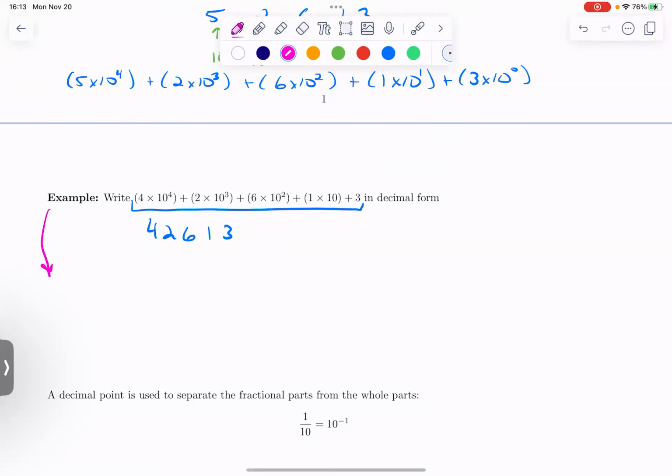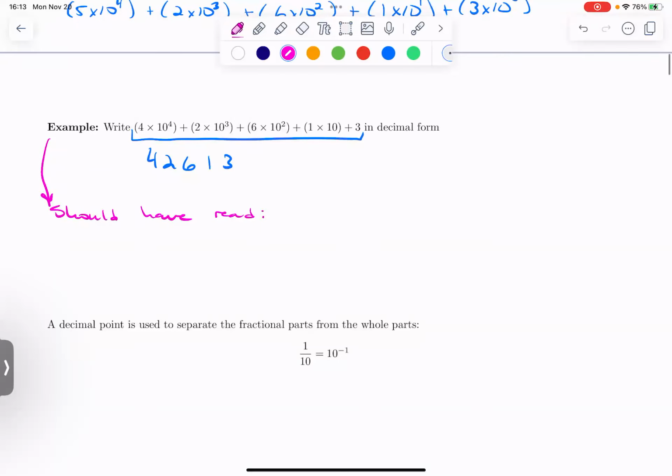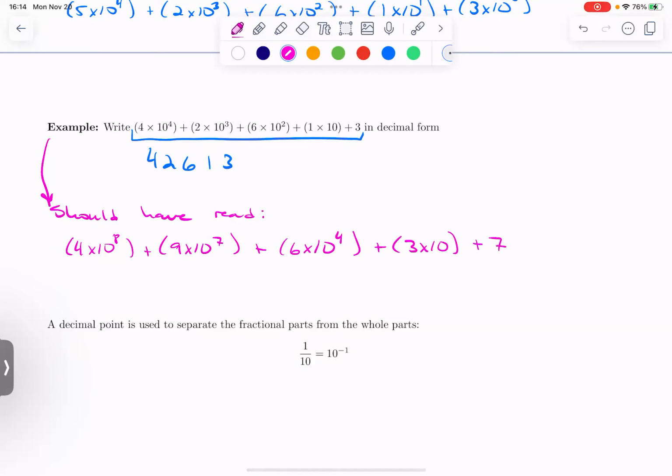This should have been for more of an example. Why not? 4 times 10 to the 8 plus 9 times 10 to the 7 plus 6 times 10 to the 4 plus 3 times 10 plus 7. There, that's more of an exercise. Why? Because we have to include all the different powers of 10, right?